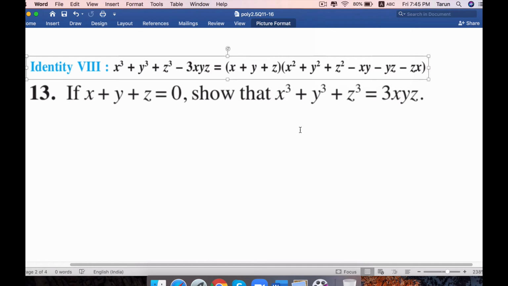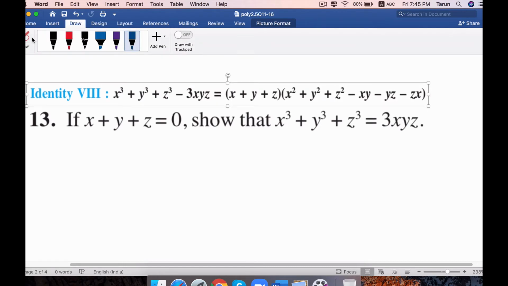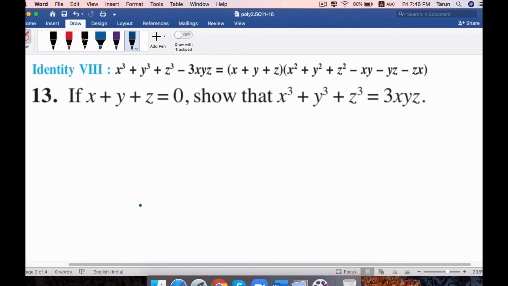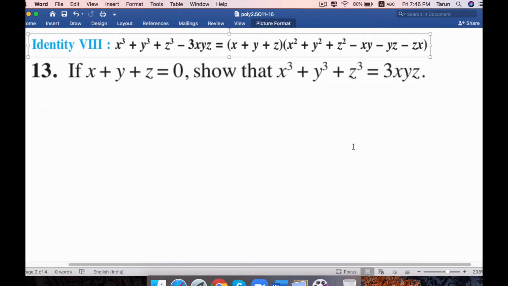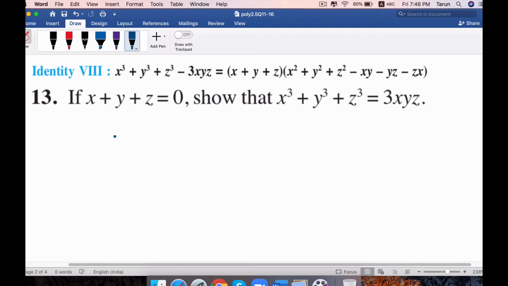Okay, so moving to question 13. Again, we can use the same identity as we used earlier in the above questions. Now I can see that it says x plus y plus z is equal to 0. Show that x cube plus y cube plus z cube is equal to 3xyz. So in this, he has already told us that x plus y plus z is equal to 0. So I can simply rewrite this identity.